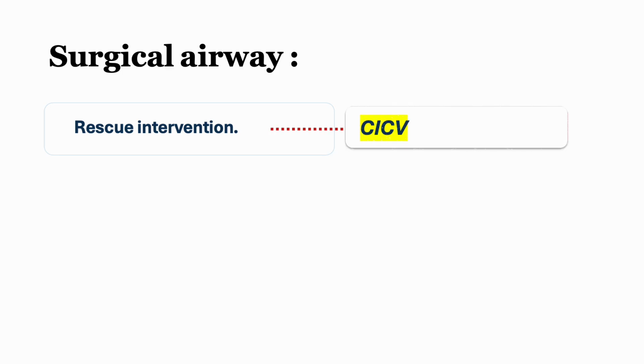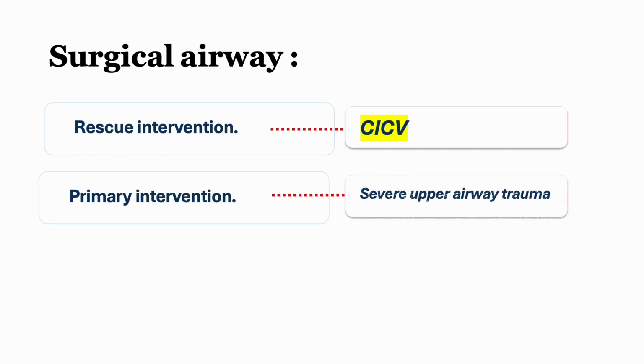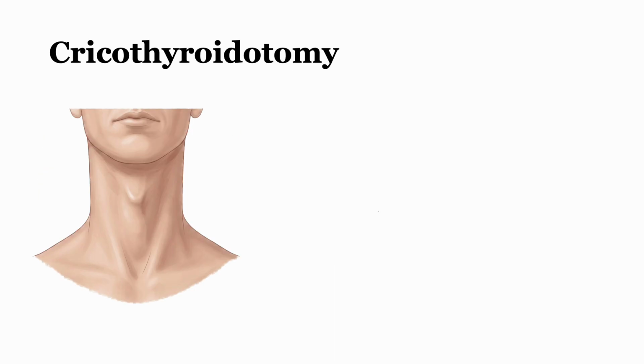A surgical airway is indicated as a rescue procedure if oxygenation is unsuccessful via the previous approaches. The so-called cannot intubate, cannot ventilate situation. It can also be a primary intervention in severe upper airway injuries.